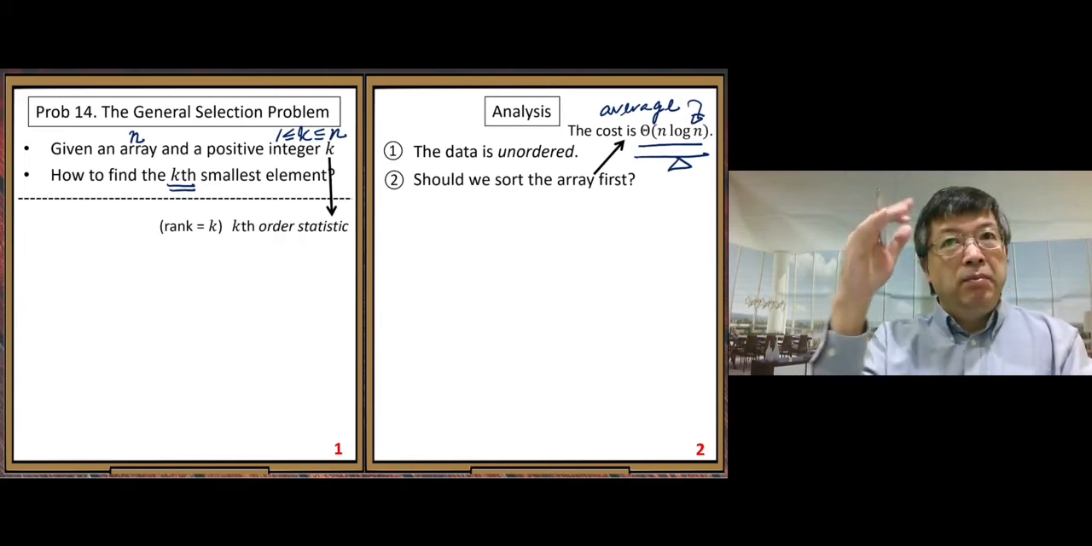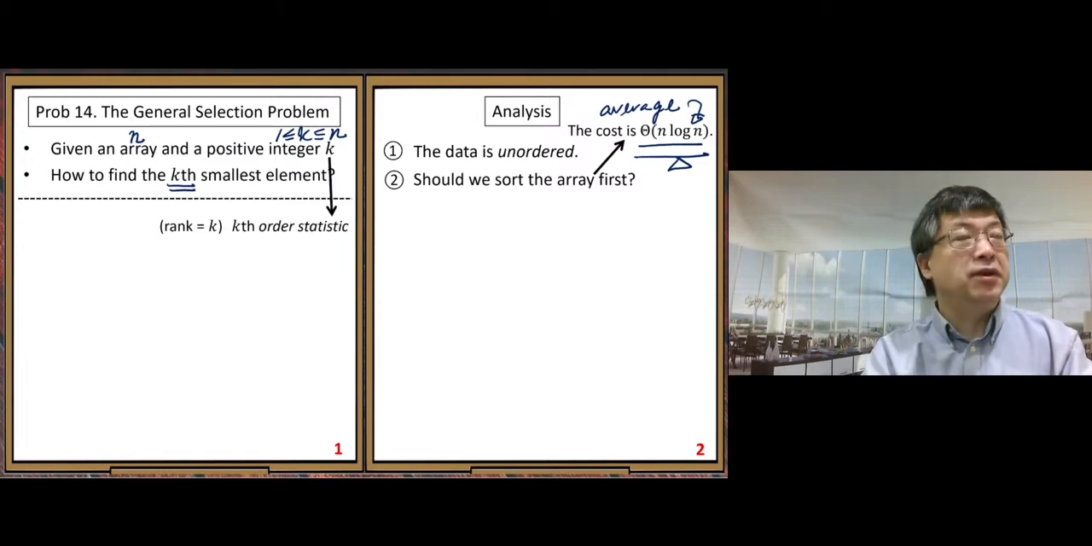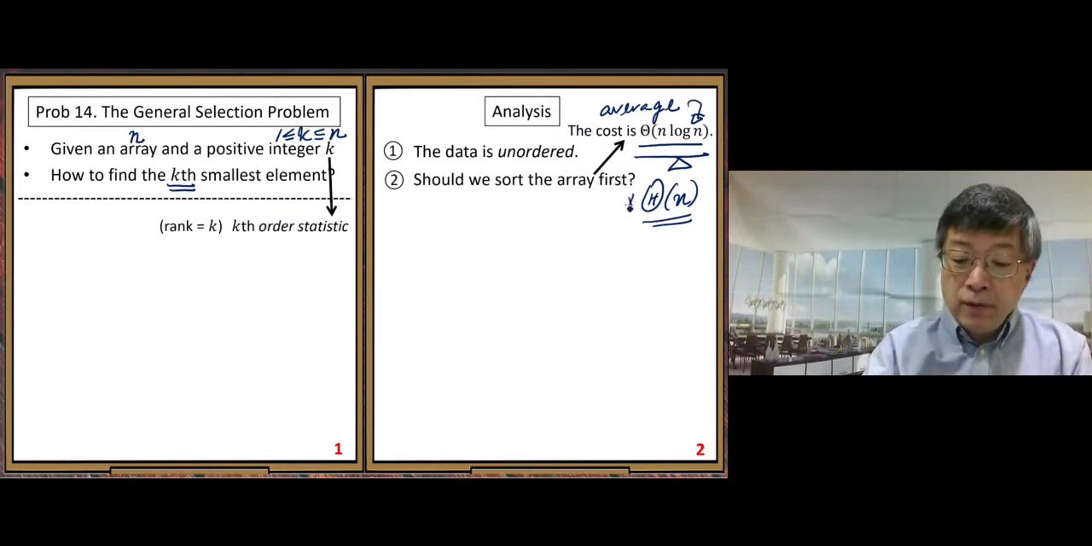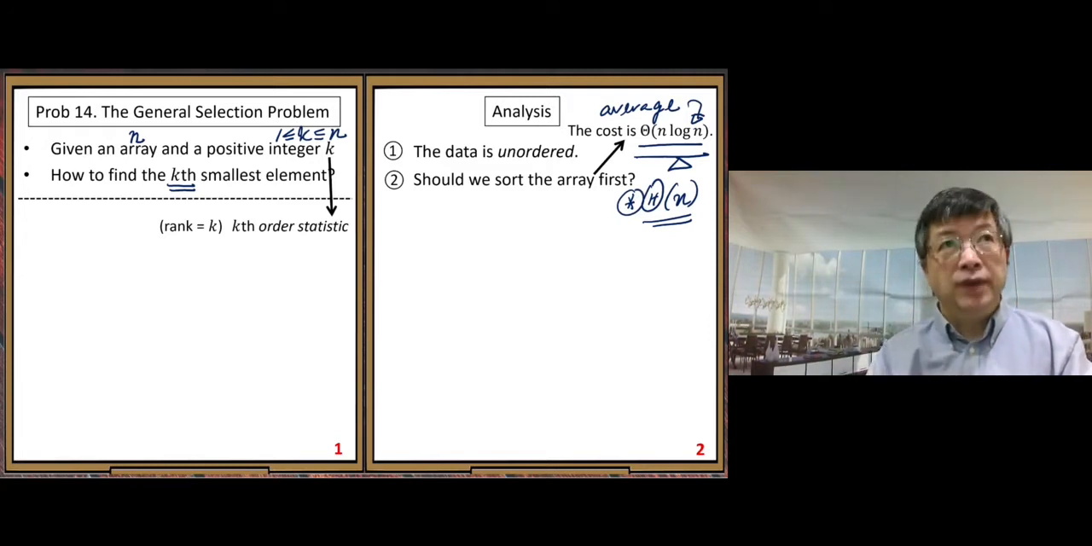All right. But the question is, the best algorithm for this problem is better than that. So this is not the best way. The best algorithm can be big theta of n. Big theta of n, right? In this part, we will get this solution. This is the solution we will find eventually, in this part.